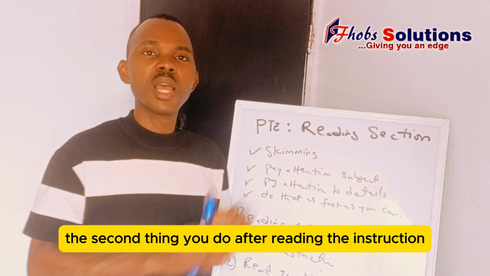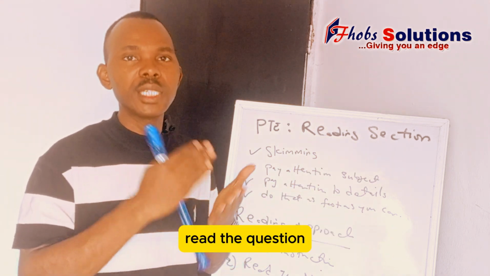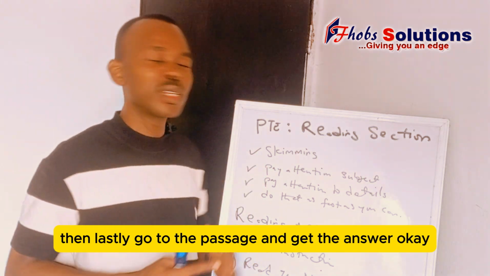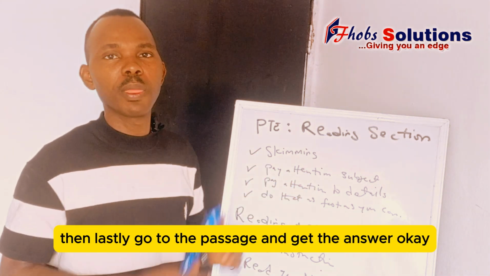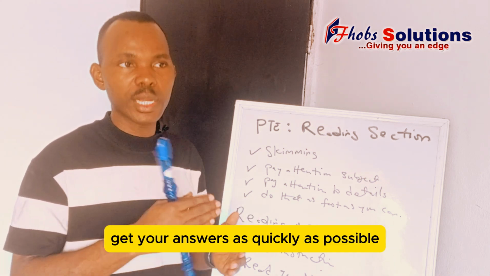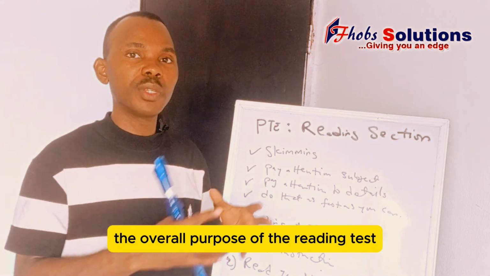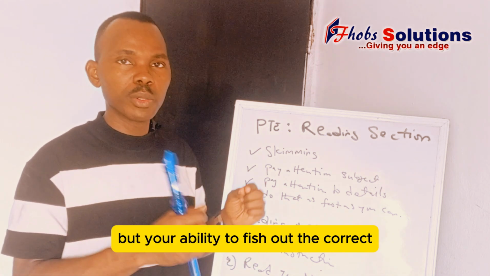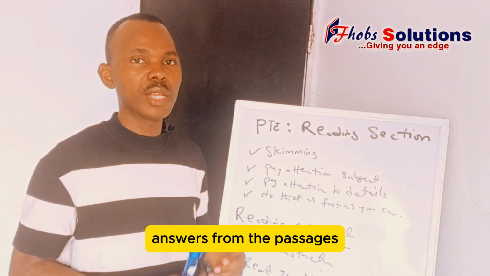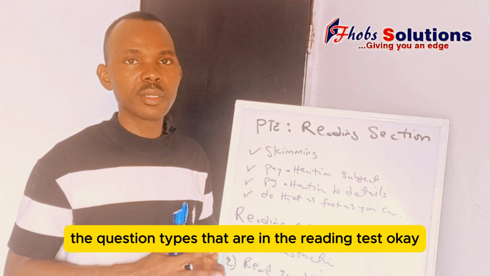The second thing you do after reading the instruction is quickly go to the question, read the question, understand what the question wants from you, then lastly go to the passage and get the answer. Okay, so following this approach will help you to get your answers as quickly as possible within the reading test. And remember, like I just said, the overall purpose of the reading test is not necessarily to read, but your ability to fish out the correct answers from the passages. And so we're going to be looking at the items, the question types that are in the reading test.